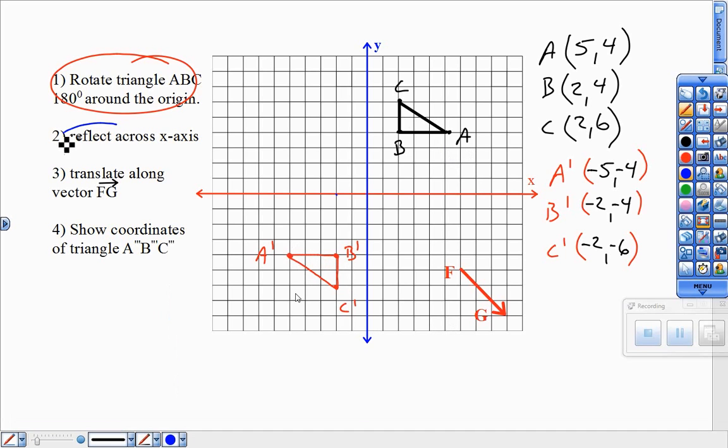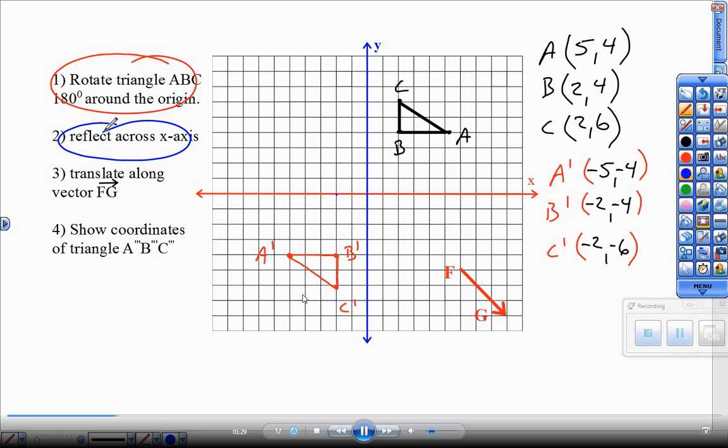Then I want you to reflect it over this red line, the x-axis. Don't reflect over the y line, be careful. Reflect over the correct axis. So now equal distance on either side. 4 below, 4 above. 6 below, 6 above.